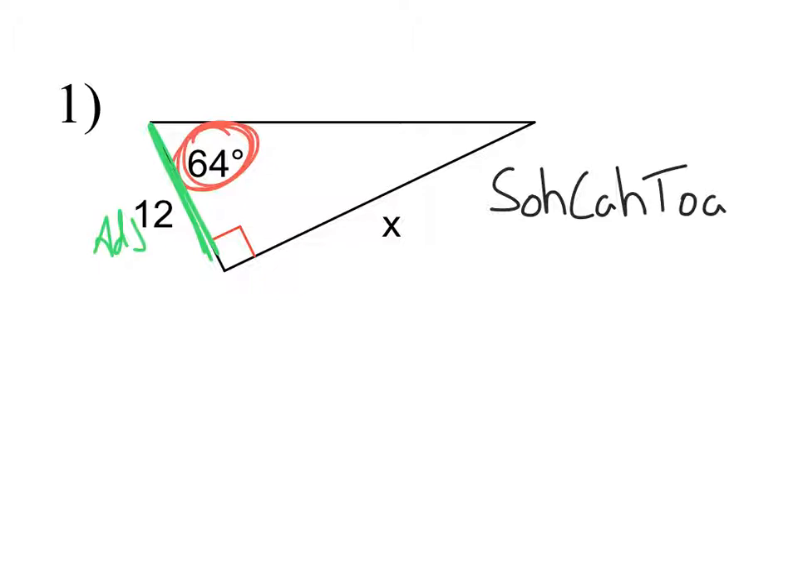I'm having some people that are having a hard time deciding which side's adjacent, which side's opposite. Remember that the right angle points to the hypotenuse. Therefore, x must be the opposite side. Because adjacent means next to, so that's the side next to the 64-degree angle. The hypotenuse is always the hypotenuse, and so x must be the opposite side.